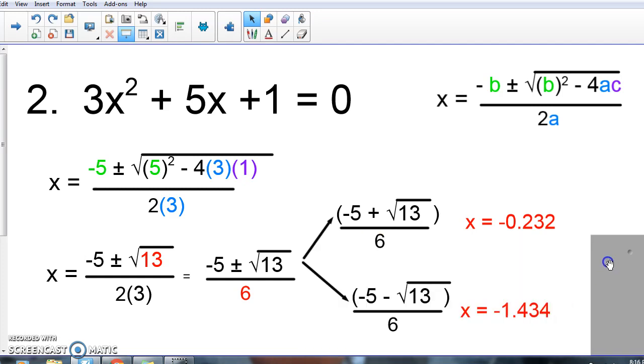From here, I'm going to split the problem into 2 different problems. Negative 5 plus the square root of 13, and negative 5 minus the square root of 13. Then the last thing I'm going to do is divide by 6 and end up with 2 answers. Again, these would be the answers where it crossed if this happened to be graphed.